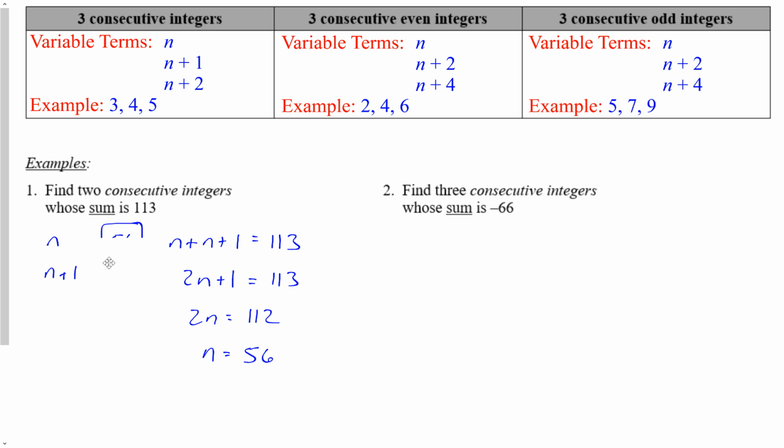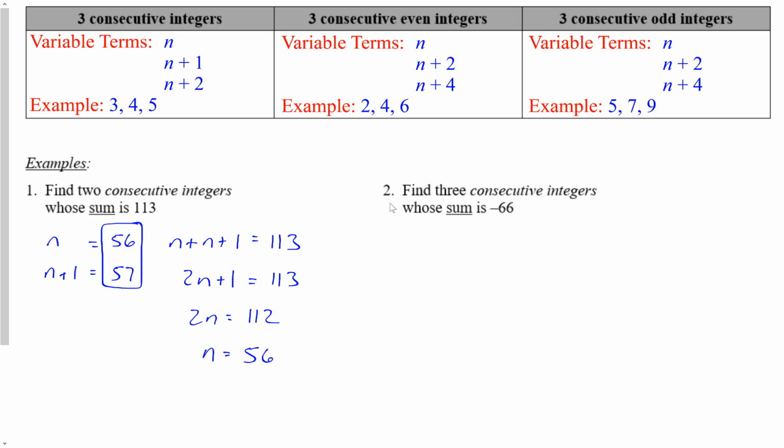So that's our n. So I generally will go back and write them over here closer to where I defined my variable terms. You could write them down at the bottom under the problem. It doesn't really make any difference. Now to find my next one, I take the 56 and I add 1 onto it like I've defined with my variables so that my second consecutive integer is 57. So the answers for this first problem are the consecutive integers 56 and 57.